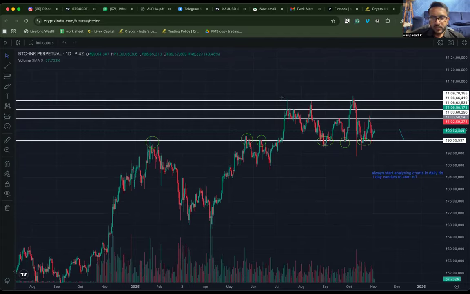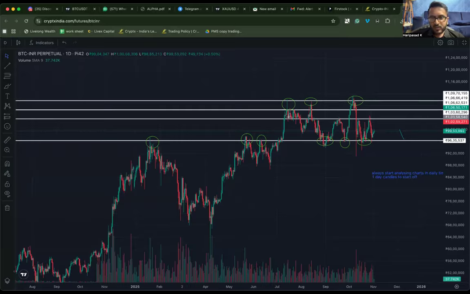So there are multiple instances where it has faced a rejection or resistance here. So in simple terms, I could say this is acting as a resistance level for Bitcoin.